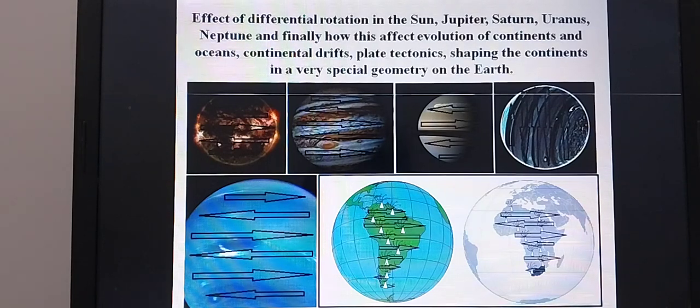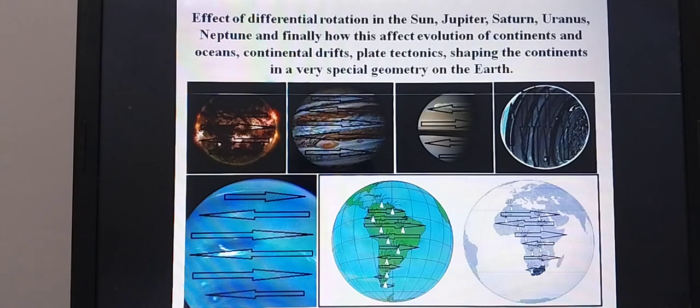So we can see differential rotation in the Sun, in Jupiter, in Saturn, in Uranus, Neptune, and many planets discovered by different missions of NASA. We can note differential rotation in galaxies also.